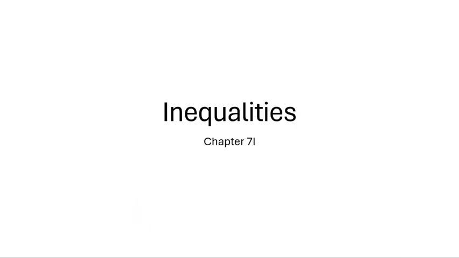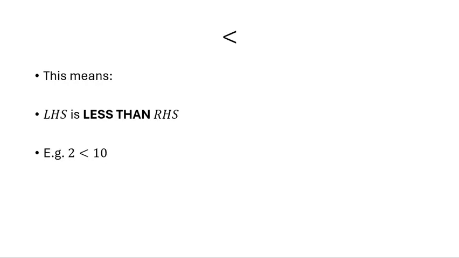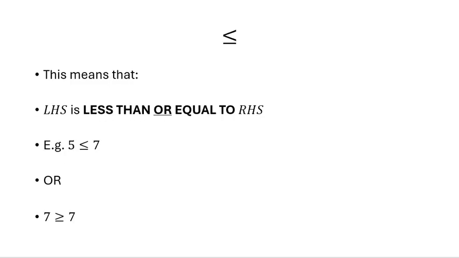Inequalities, 7I, so the second last chapter, pretty much. The following 4 slides technically mean the following, okay? The value on the left-hand side is blank, then the right-hand side. That's all it means, okay? So this one means left-hand side is less than right-hand side. The value of the left is lower than the right. This means that the value of the left is less than, or it could be equal to, the value of the right-hand side.